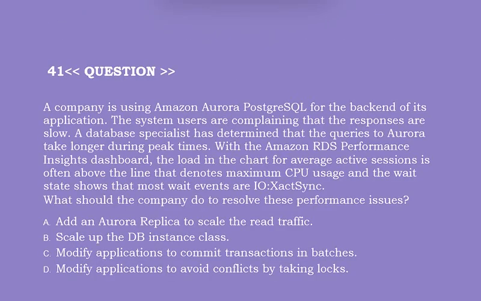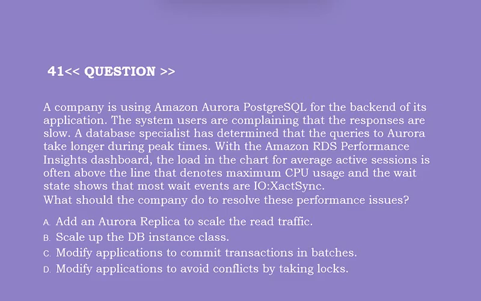Question is, a company is using Amazon Aurora PostgreSQL for the backend of its application. The system users are complaining that the responses are slow. A database specialist has determined that the queries to Aurora take longer during peak times. With the Amazon RDS Performance Insights dashboard, the load in the chart for average active sessions is often above the line that denotes maximum CPU usage, and the wait state shows the most wait events are IO:XactSync. What should the company do to resolve these performance issues?